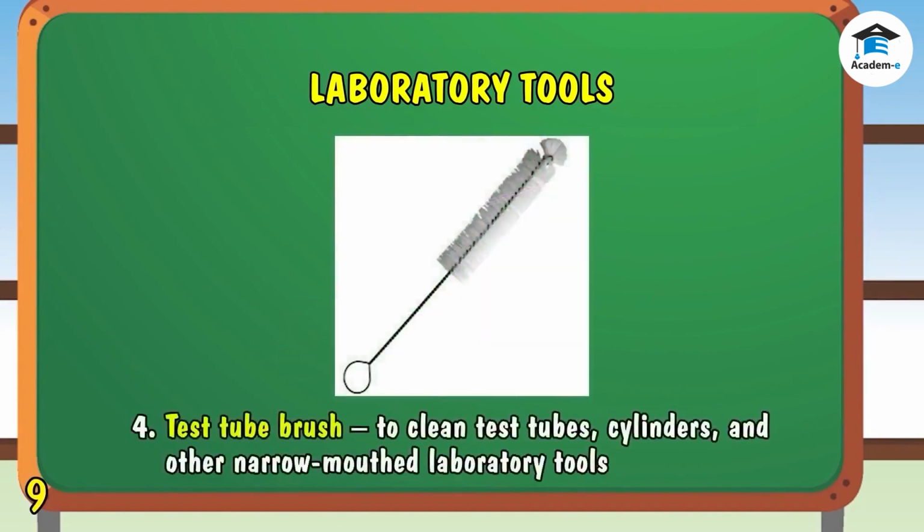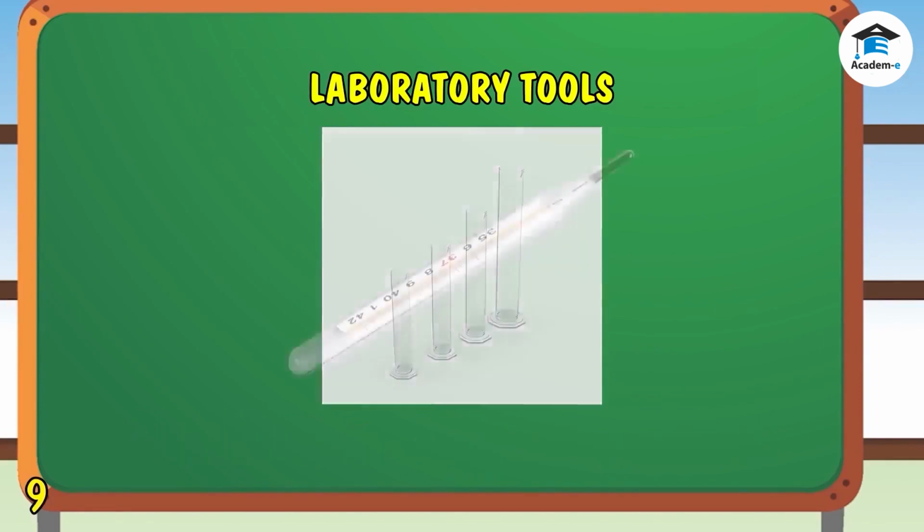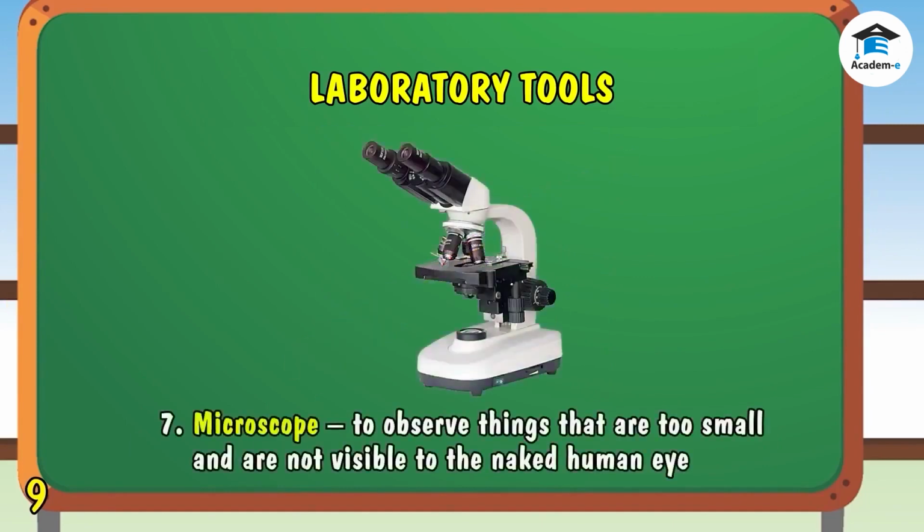4. A test tube brush is used to clean test tubes, cylinders, and other narrow-mouthed laboratory tools. 5. A graduated cylinder measures the volume of liquids. 6. A thermometer measures temperature. 7. A microscope is used to observe things that are too small and are not visible to the naked human eye.